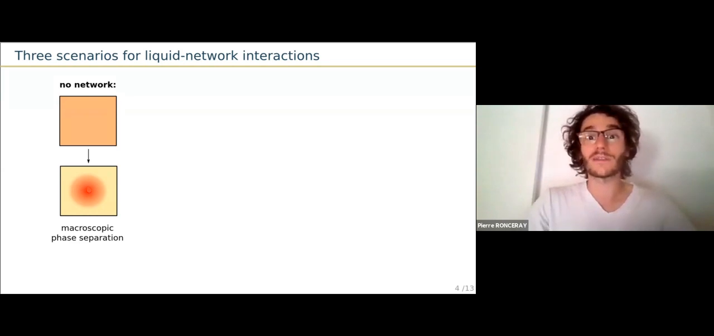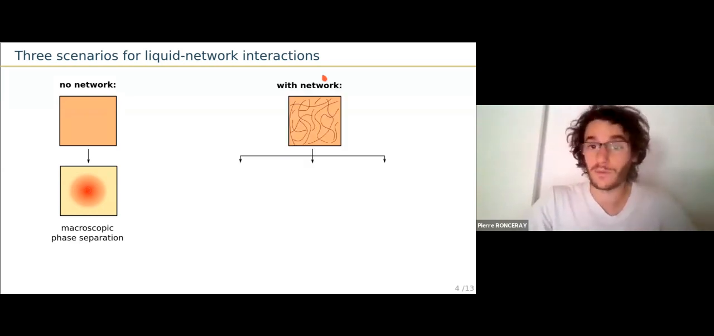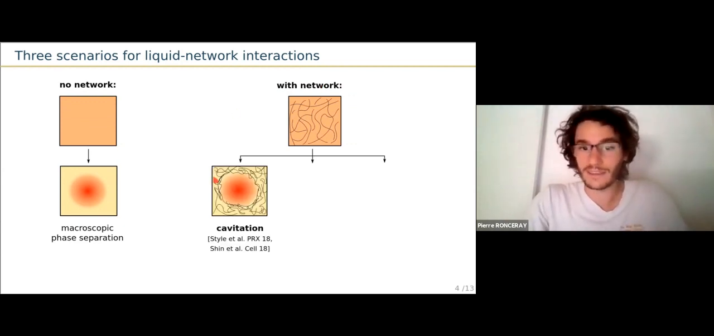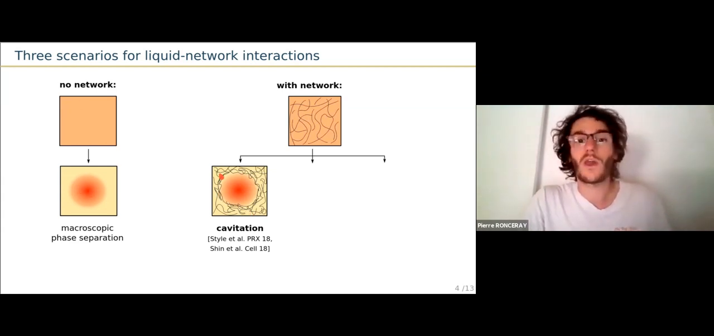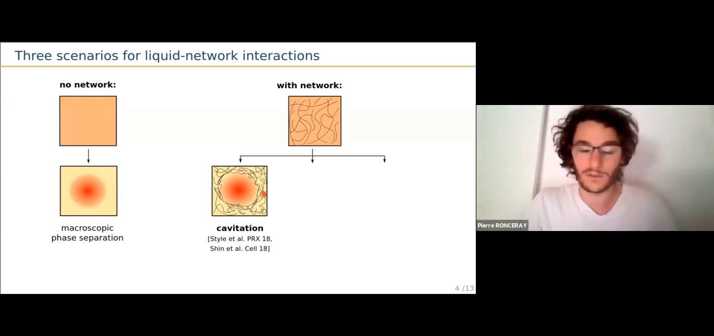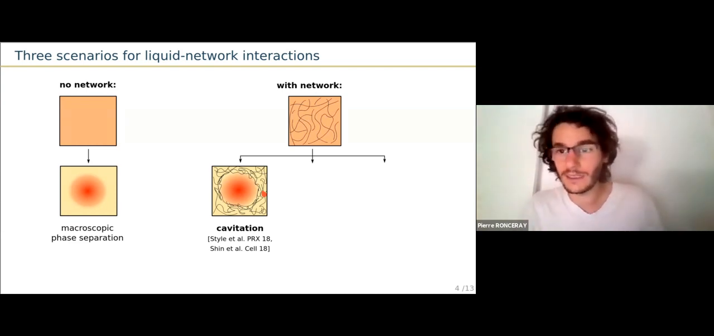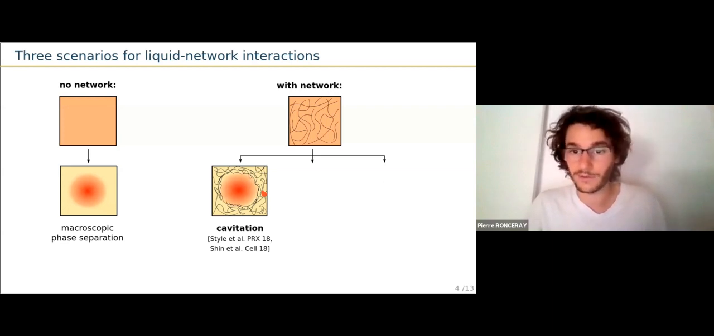Now, the question is, when there's a network present, what happens to the network? And what I've just said is that in some cases, people have observed cavitation, meaning that there's indeed, just as in the absence of a network, a large macroscopic droplet that forms, and it fully expels the network. But it's not the only possible scenario that we can think of.